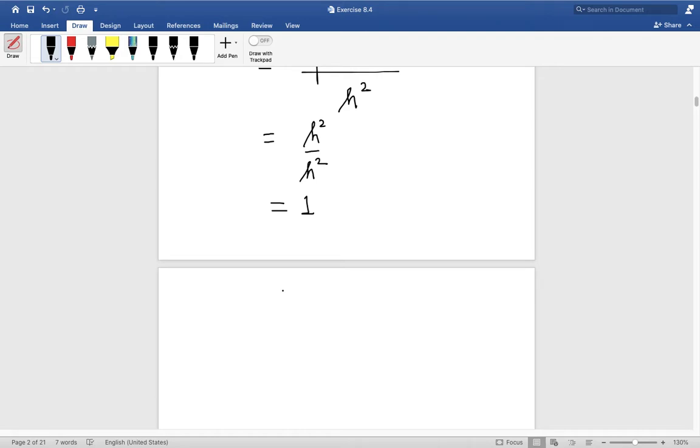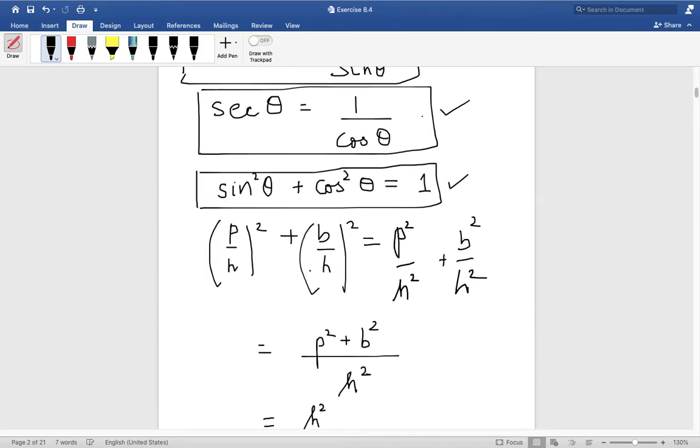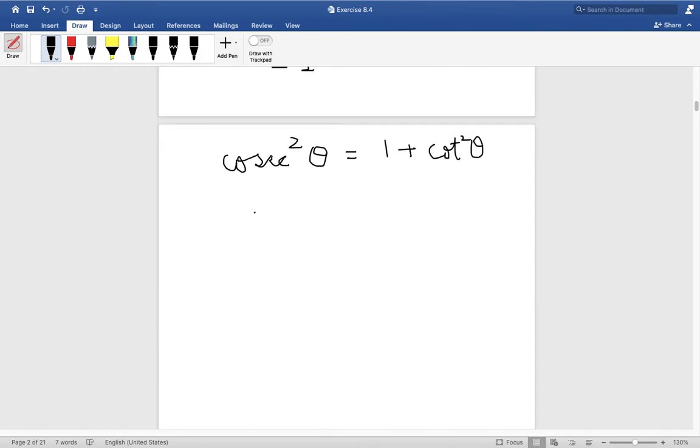This one, cosecant square theta is equal to 1 plus cot square theta. You can easily derive it from this. Let us see how we can derive it from that. So before we go on proving these identities, I just want to set a base so that you know what we are doing here. I'm not jumping straight into the questions. We will just have a look at the identities first. So how can I prove this from this?